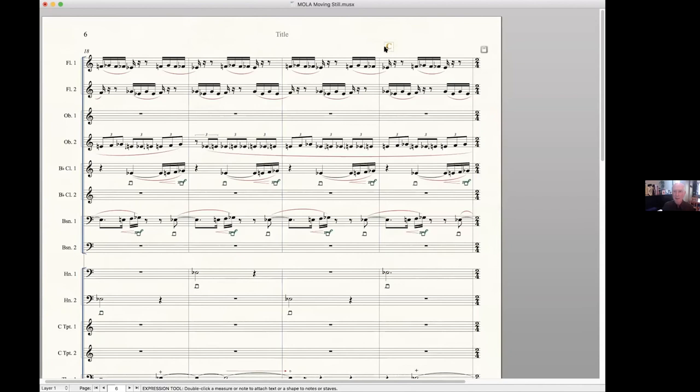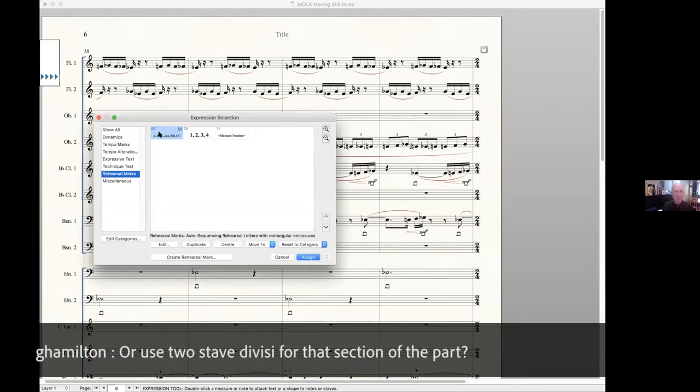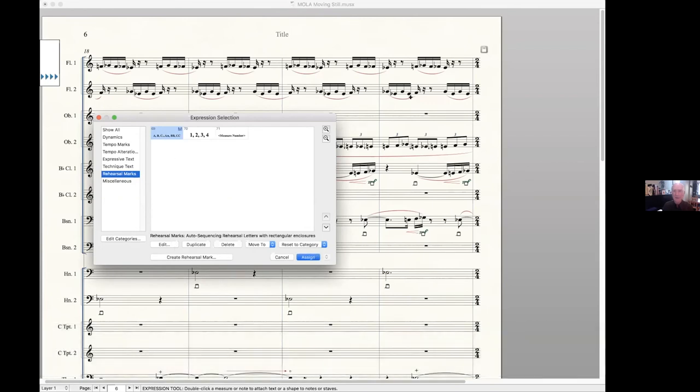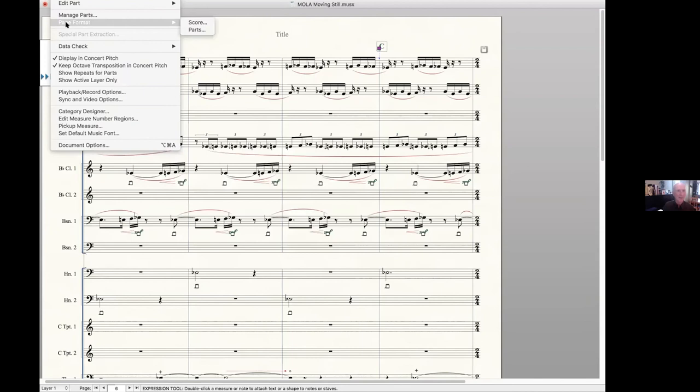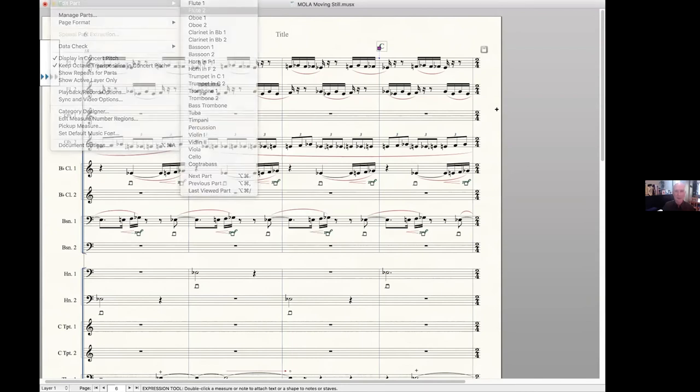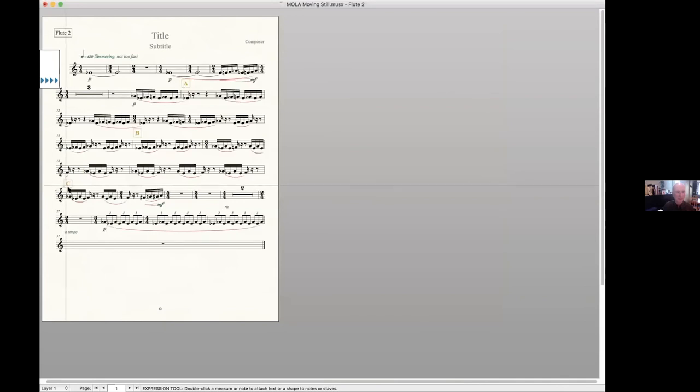The reason why this rehearsal letter is not showing up is because I didn't put it in through a rehearsal letter default. I put it through as just a general expression. It's attached to the Flute 1 staff, which is why it showed up there. It's not attached to any of the others. So I need to take that out. I need to go to the rehearsal marks, which is a default that will automatically sequence them. And there it is. And when I go now to the part, there it is. I have to move it, but there it is.